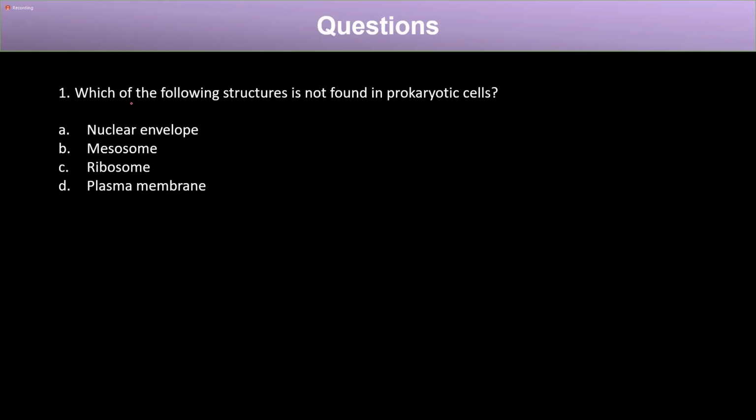So the first question is, which of the following structures is not found in prokaryotic cells? So we have drawn the structure of a prokaryotic cell. So among this, which structure is not present? Nuclear envelope, mesosome, ribosome, plasma membrane. So the correct answer will be nuclear envelope, because prokaryotic cells do not contain a membrane bound nucleus, right? So the nuclear envelope is absent in prokaryotic cells.